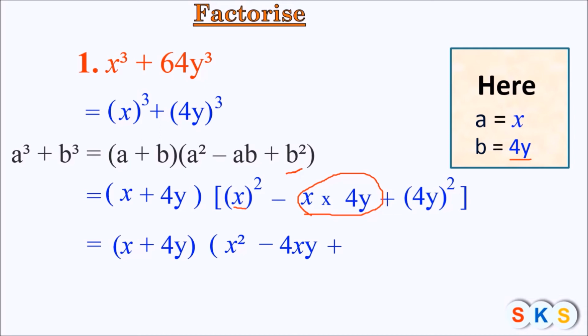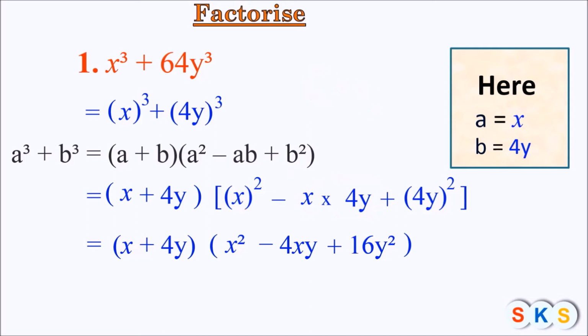The next term is 4y the whole square, and 4y the whole square means 4y into 4y. You can see that I am writing on the screen: 4y the whole square means 4y into 4y, correct? So what will we get if we multiply 4y with 4y? 4 into 4 gives us 16, right? 4 into 4 is 16 and y into y gives us y square. So the square of 4y is 16y square. Close the bracket. You cannot simplify it further.